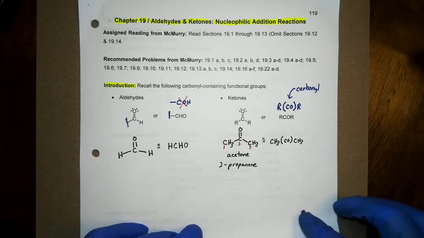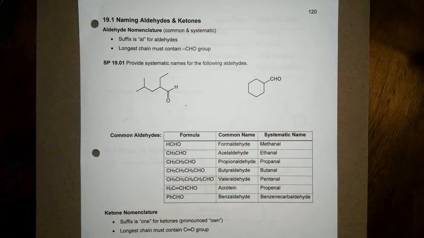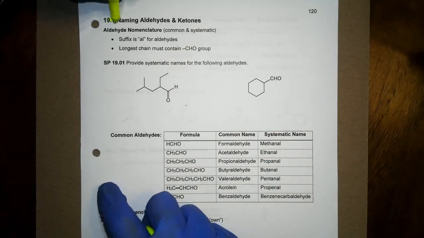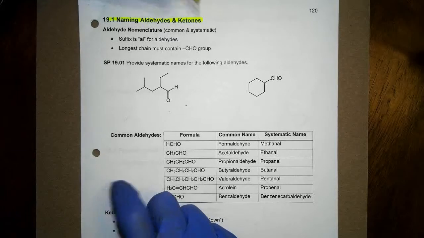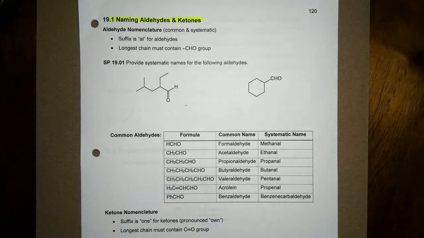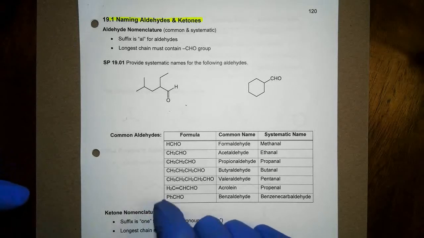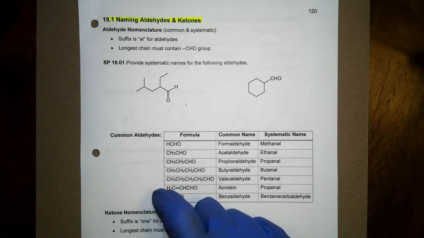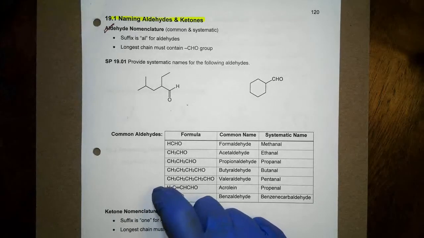Let's flip over to page 120 and let's go through the nomenclature of aldehydes and ketones. Now, like I've always told you, if you were good at naming alkanes, then you're going to be good at naming just about any compound in organic chemistry. Let's begin though with aldehydes. Let's start with aldehyde nomenclature.